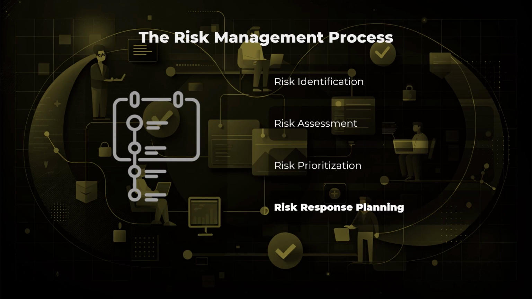Risk response planning involves creating customized strategies to mitigate, transfer, avoid, or accept prioritized risks, encompassing specific actions to reduce risk likelihood or impact and contingency plans, requiring collaboration among stakeholders to develop effective risk mitigation strategies aligned with project objectives and constraints.